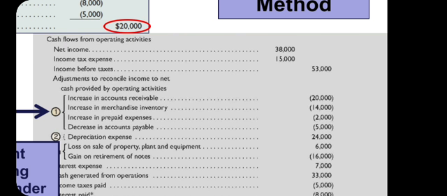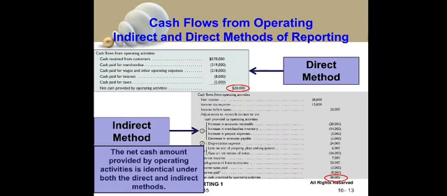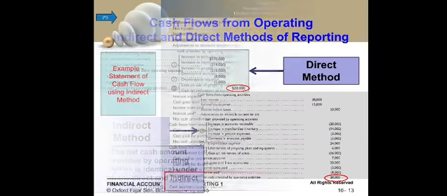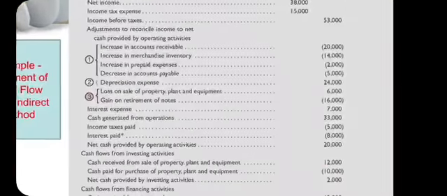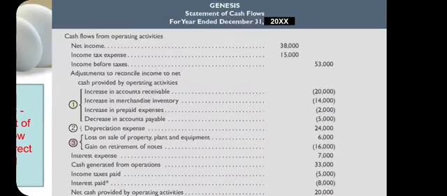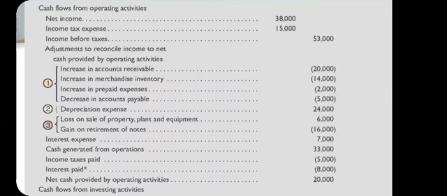Adjustments done to reconcile income to net cash provided by operating activities. There's adjustment here, so it is quite complex. Okay, this is an example of a statement of cash flow using the indirect method. This is the full example: how to prepare the income and the cash flow statement using the indirect method.